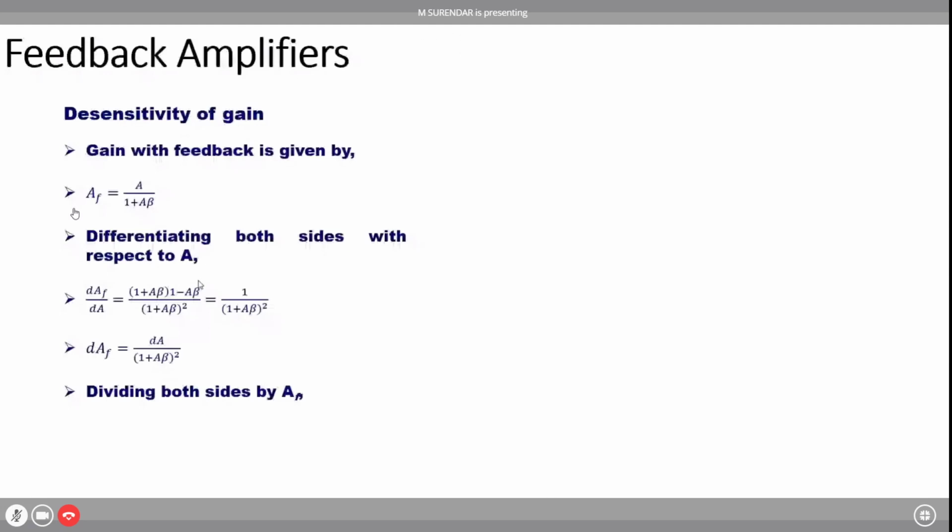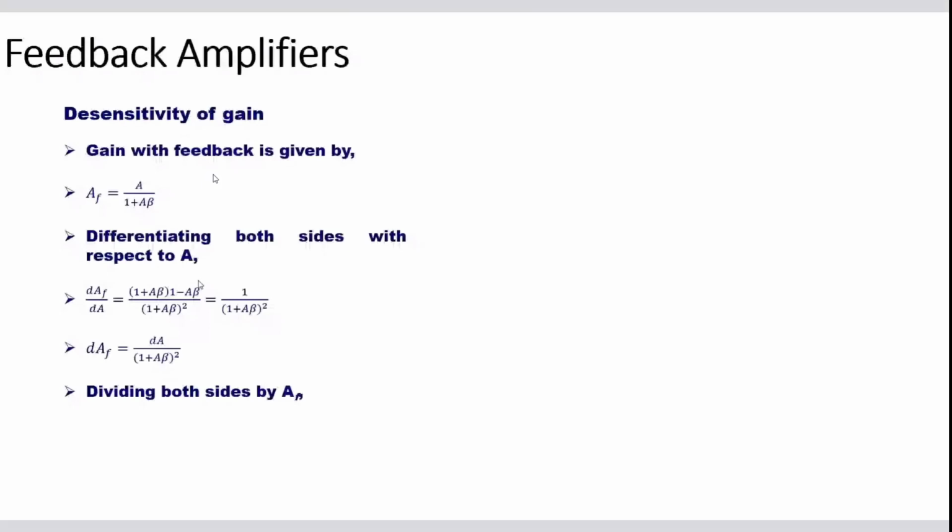Okay. So I hope you don't have a problem with these equations. I'm just pressing through. You can clearly see that we are dividing by AF on both sides, and for the AF here, we will be substituting this equation in the next step, so that we will be having dAF by AF is equal to dA by (1 plus A beta) the whole square into (1 plus A beta) divided by A.